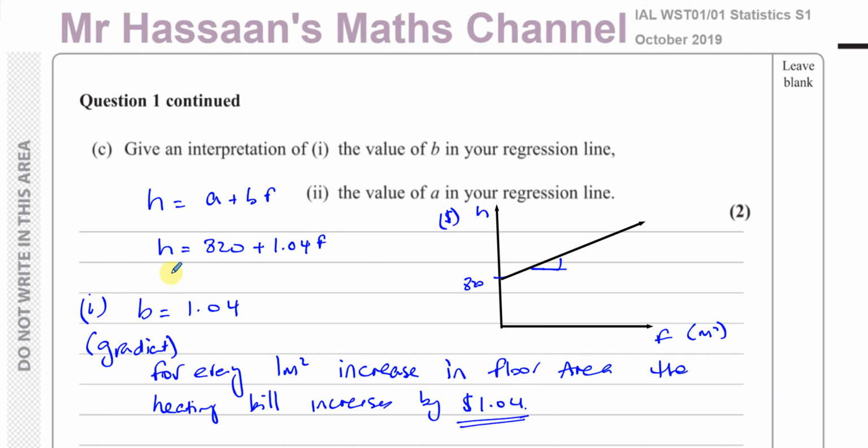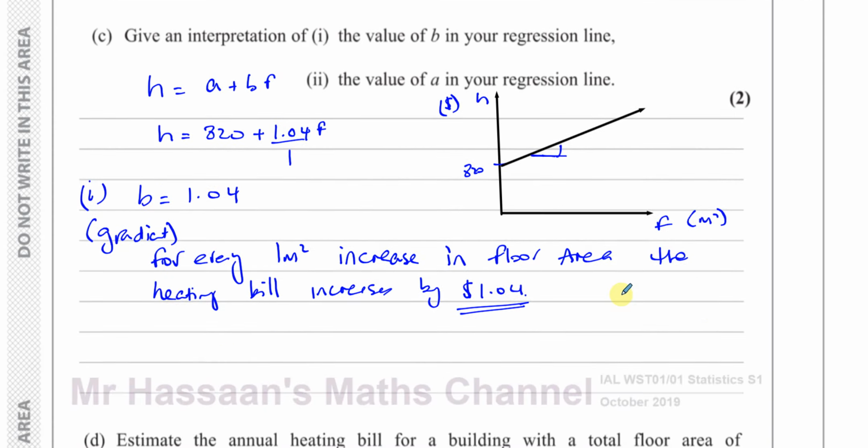Because this is like the change in y over the change in x. So for every 1 meter squared increase in floor area, the heating bill increases by $1.04. Okay, so that's what the gradient stands for. And part 2 says given a value of A. Now A is 820. We have to give an interpretation of what A is.